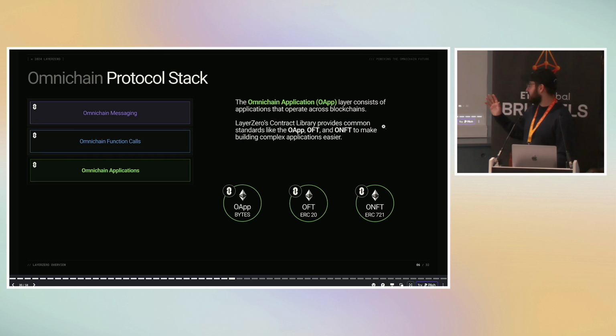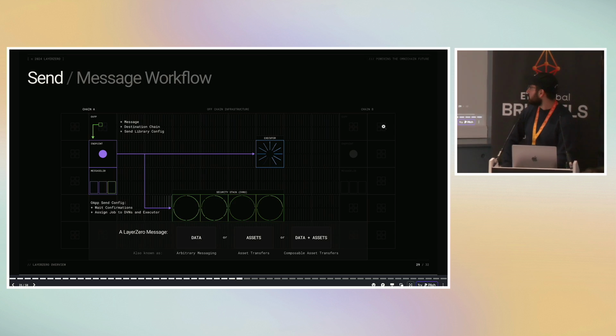We have an OFT, Omnichain Fungible Token standard for moving ERC20 token balances, and an ONFT standard, which lets you move NFT transfers between chains.